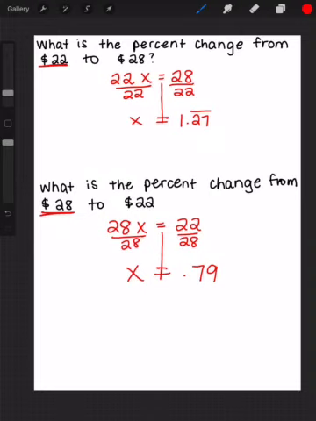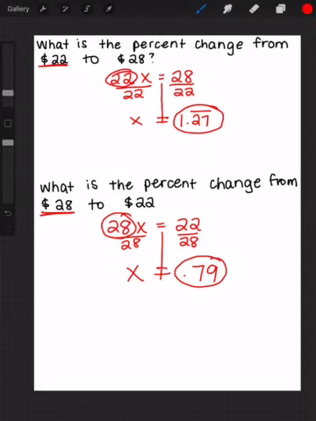Okay, so let's take a look at what happened here. In this one, up top, we went from a 22 to a 28. So we went bigger, which means we got a number that is greater than 1. In this one down here, we went from 28 to 22. We made it smaller, so our x, our scale factor, is a number that is less than 1.